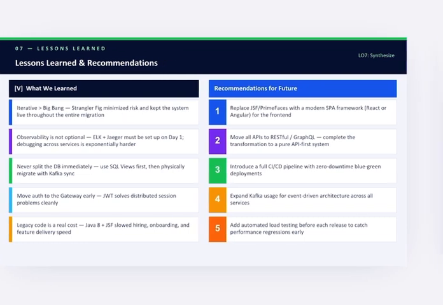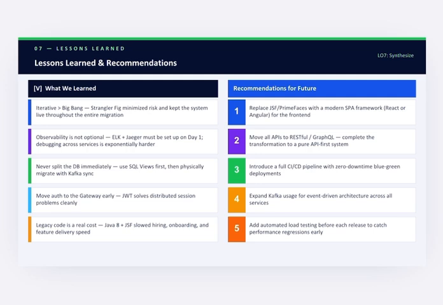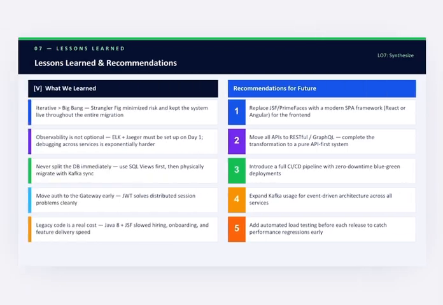The Strangler Fig pattern avoids the high risk of rewrites. Observability is essential in distributed systems. Database separation must be gradual. Future improvements include a modern frontend and API-first architecture.